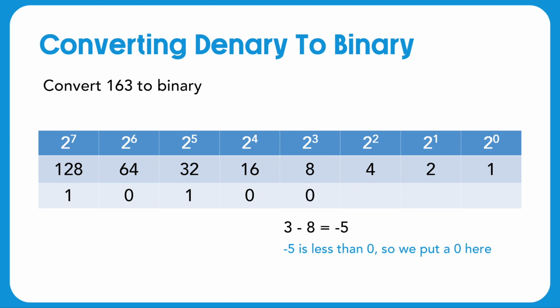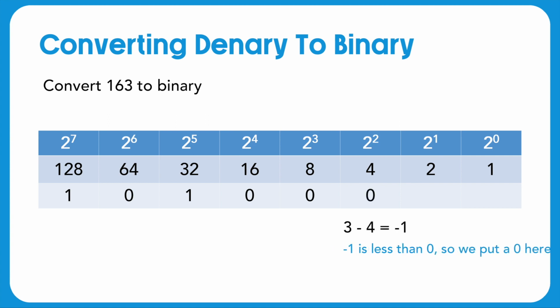We're now under the 8 column, so we subtract 8 from 3, which gives us minus 5. Minus 5 is less than 0, so we put a 0 under the 8 column and carry the 3 forward. Likewise, as we're under the 4 column, we subtract 4 from 3, which gives us -1. As -1 is less than 0, we put a 0 under the 4 column and carry the 3 forward. We now get to the 2 column, so we subtract 2 from 3, which gives us 1. As 1 is bigger than 0, we put a 1 under the 2 column and carry the 1 forward.